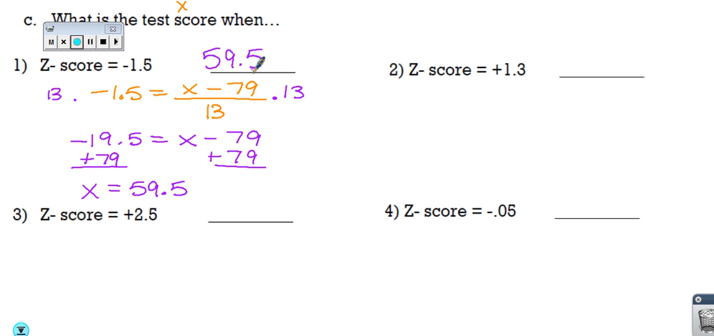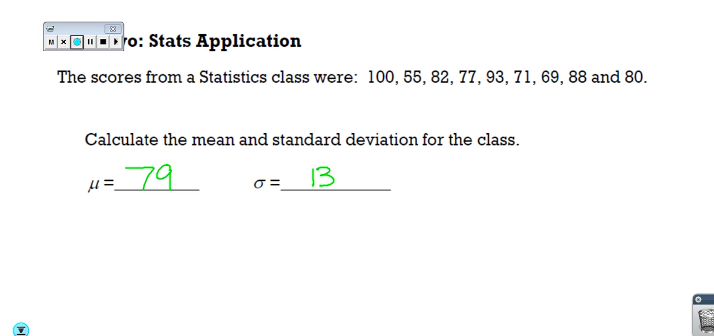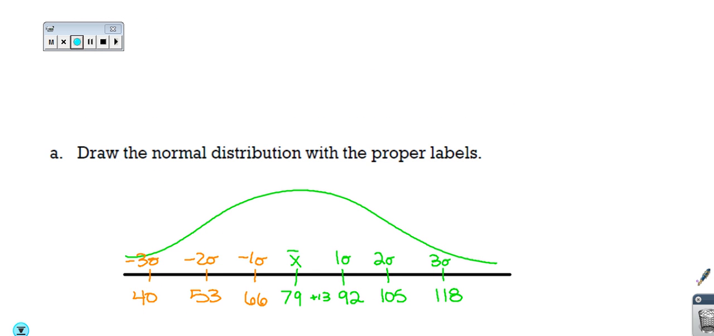So hopefully this makes sense. So if I go back to my normal distribution, if I go about 1.5 standard deviations away, I should be somewhere in between 53 and 66, and I am.